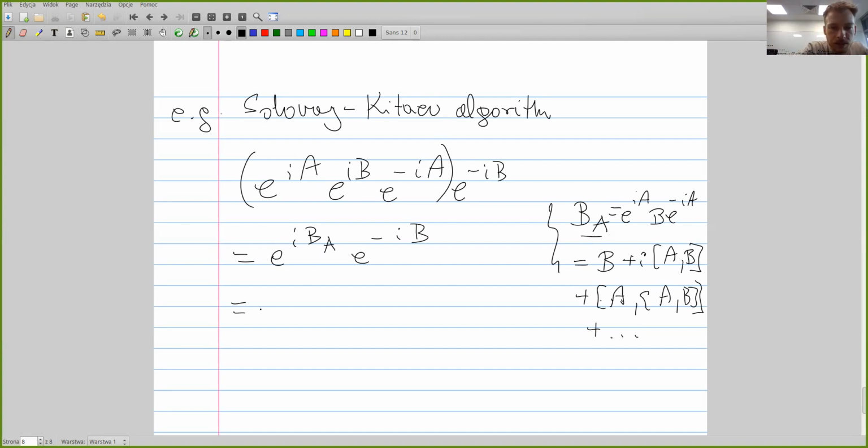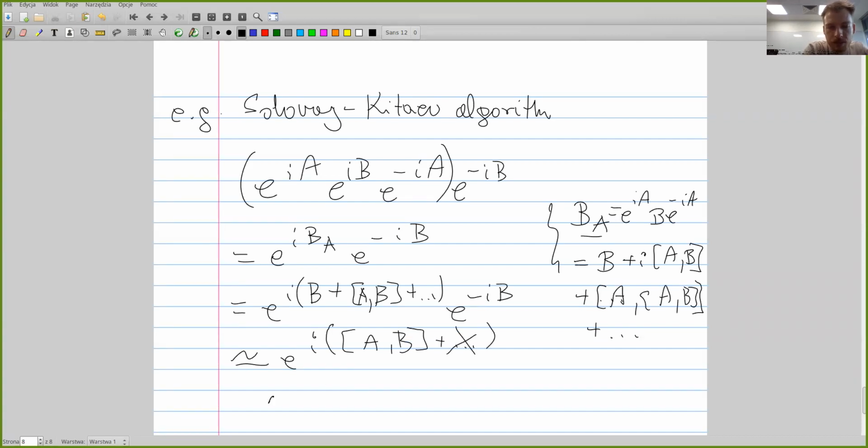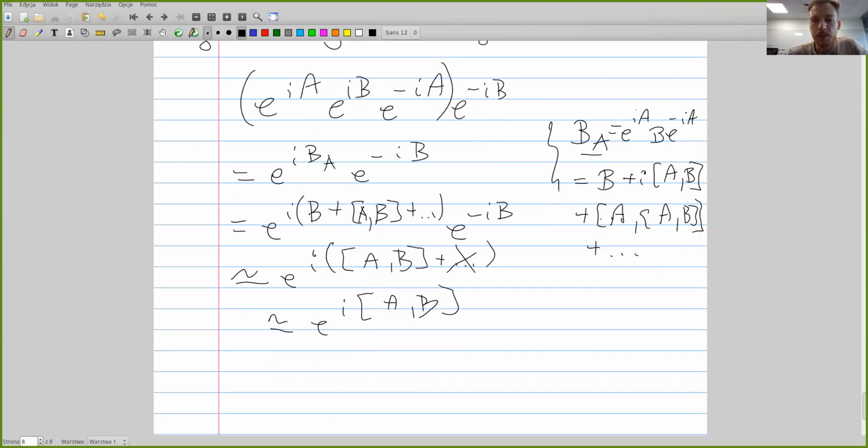So let's write this like this, e to i b plus a b, and then I forget those things, dot dot dot, and then e to minus b. So if I would match those things together, I would get an approximation that e to i a b is the leading term here, plus dot dot dot, and we can forget this. So we get the approximation e to i commutator a b, which is my way of arguing whether I made a sign mistake above or not. Yeah, this can always be checked in NumPy. Good. So this is the intuition why this group commutator works.